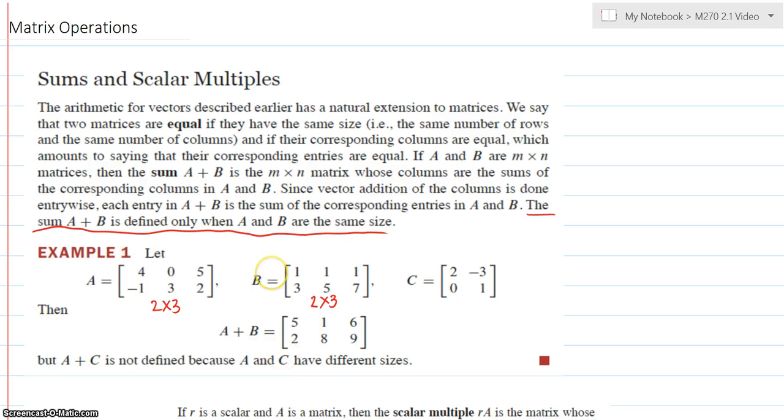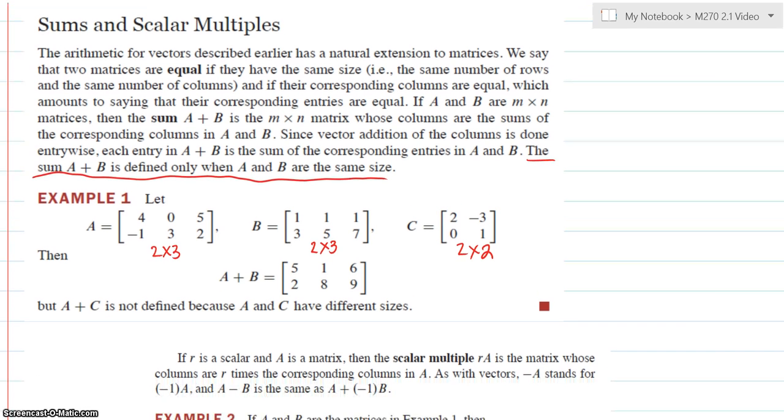Or you can add the corresponding entries. So 4 plus 1 is 5, and then -1 plus 3 is 2. That's the first vector, column vector. And the next one you would add 1 and 8, and the last column there would be a 6 and a 9. Notice how you cannot, A plus C, they say, is not defined because it's not the same size. This is a 2 by 2.